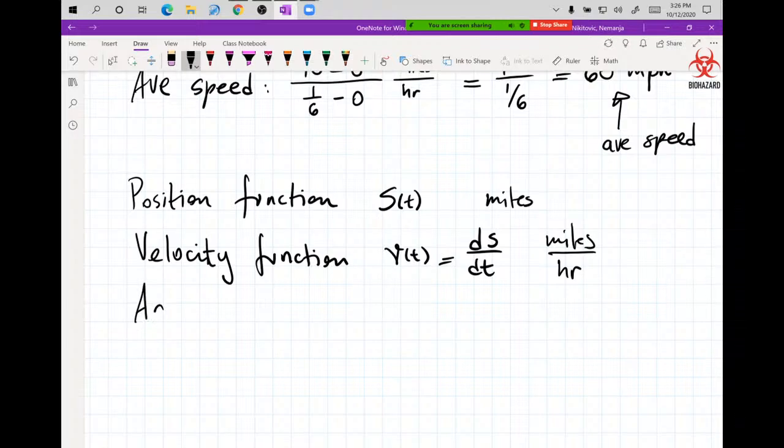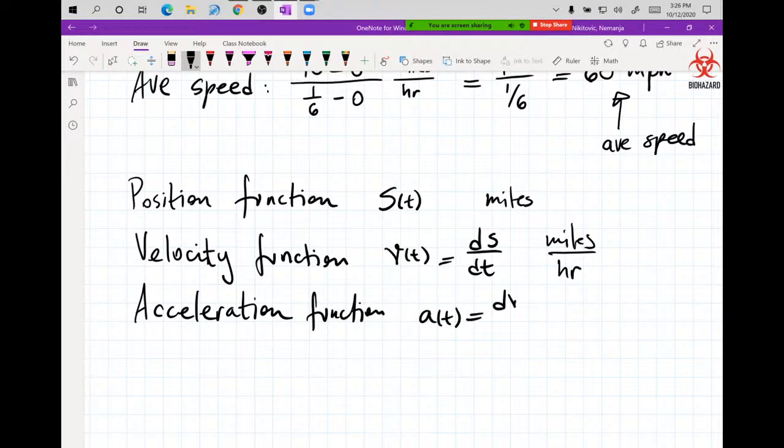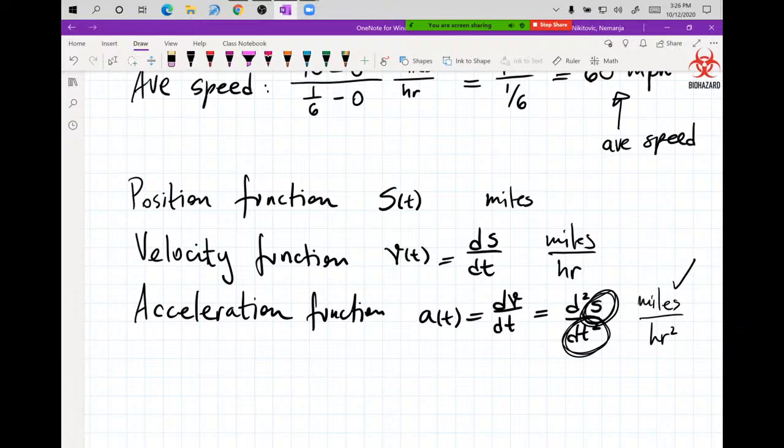And then we have the acceleration function at the end, which is the change of velocity. And it's also the second derivative of position. And that one would be, if we use miles per hour squared, because you can see that there is a square on t. There is no square on s. That's why it's miles. But there is a square on t, so that's time squared.